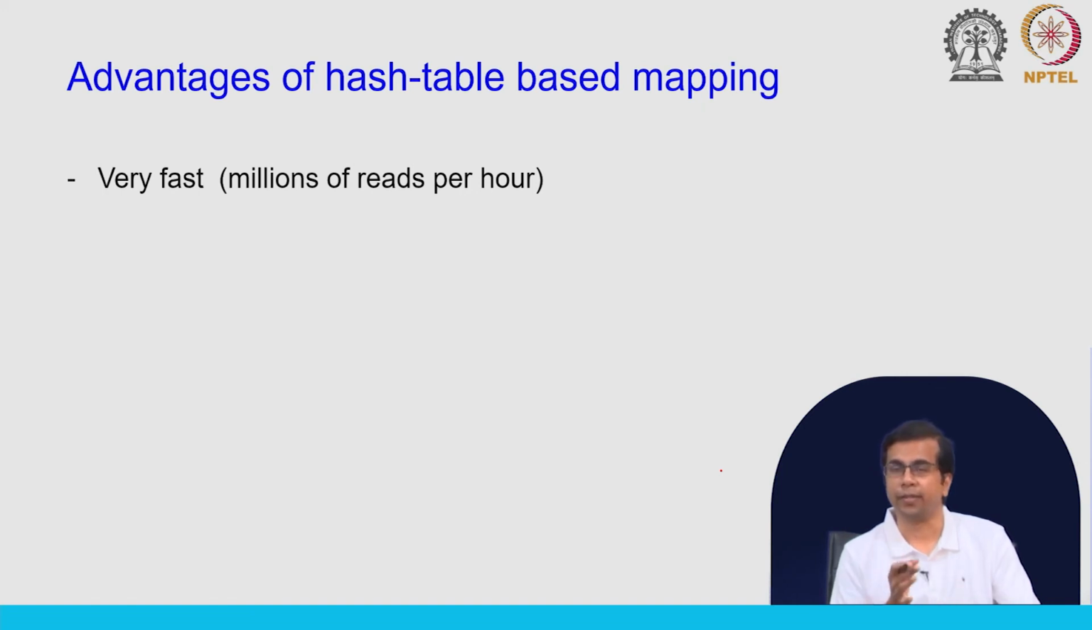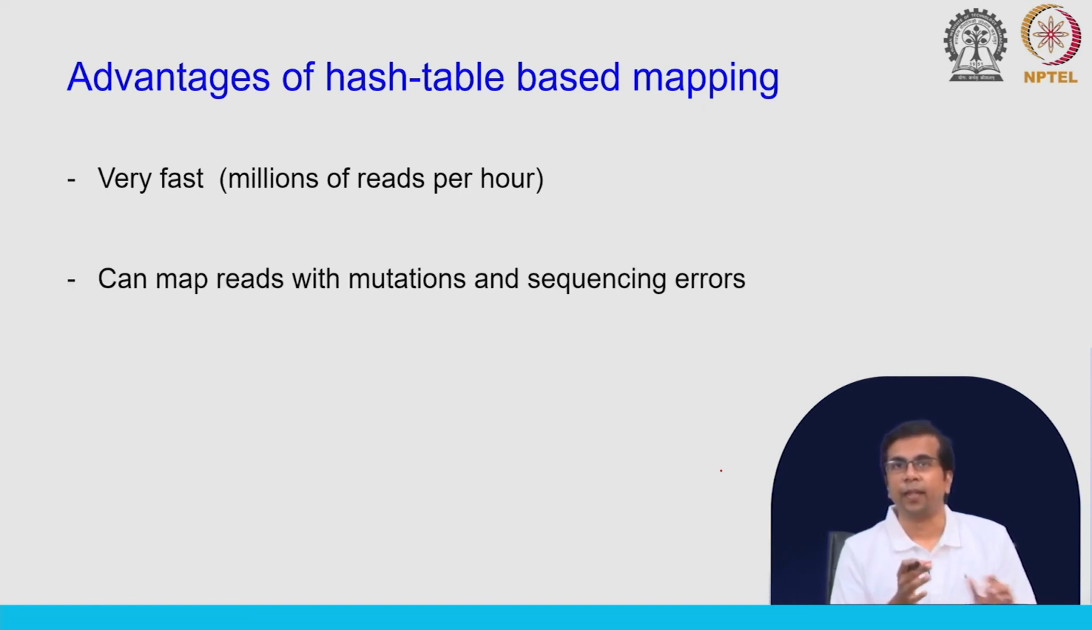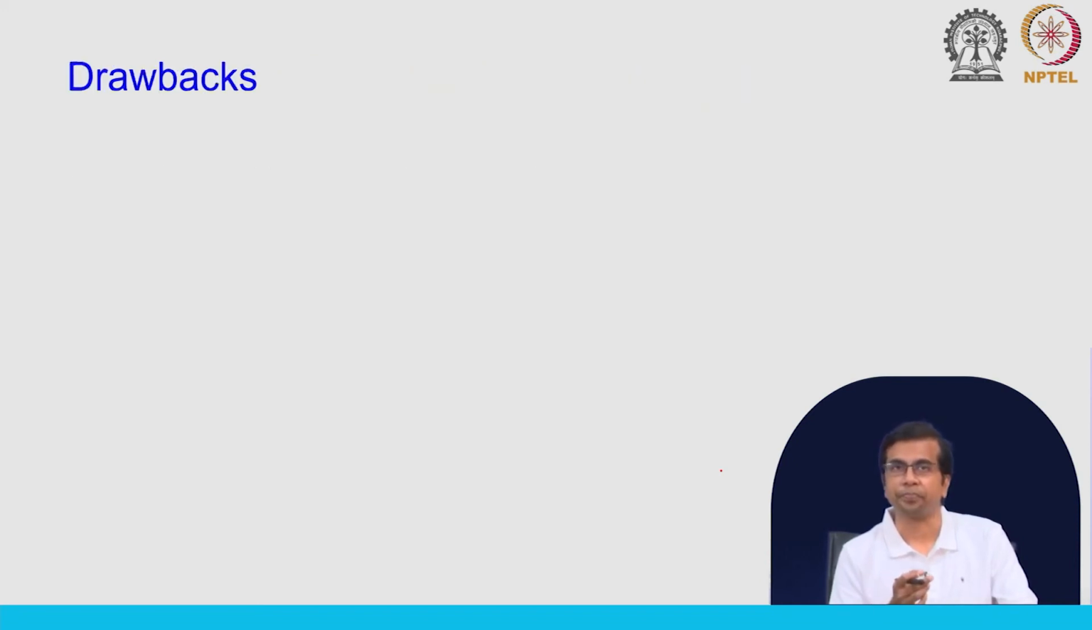This is very important for us, and it can handle or map reads with mutations and sequencing errors, as we have just described. We have seen that even if you have mutations or some sequencing errors, they generate mismatches with the reference sequence. This process can easily handle those, because we are working with a large number of seeds from the read. Maybe some of them will contain mutations, but the rest of them will match perfectly to the entries in the hash table. So, that allows for this mapping process.